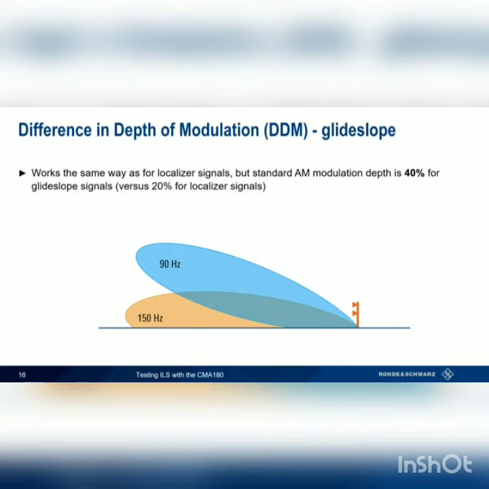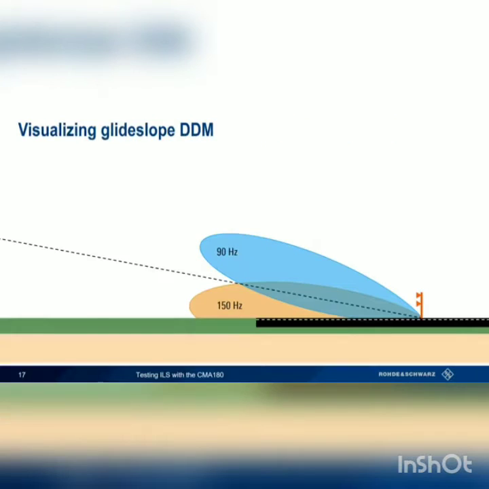20% standard modulation depth seen on the localizer center line. As with localizer, an aircraft on the glide slope will see the same depth of modulation from both lobes, and DDM will be 0. Flying above the glide slope moves the plane more into the 90 Hz lobe, and DDM increases. Flying below the glide slope moves the plane more into the 150 Hz lobe, causing a decrease in DDM.